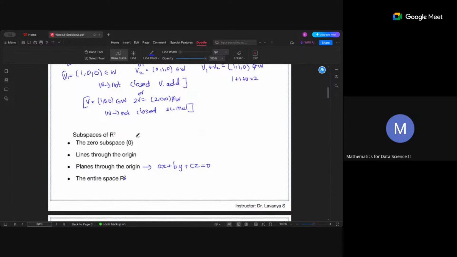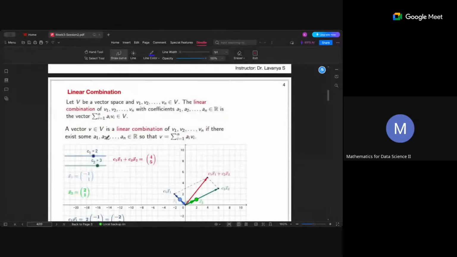Just like for R2, what are the subspaces of R3? That also you all should know by heart. These are the only possibilities for subspaces of R3. Okay, so now we will move to the next topic, which is linear combination.